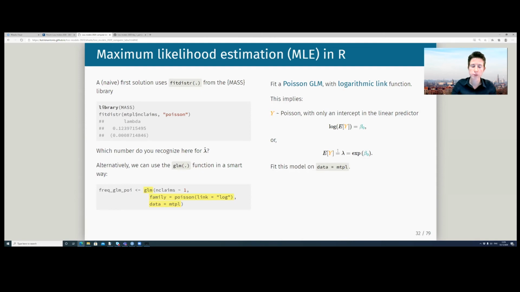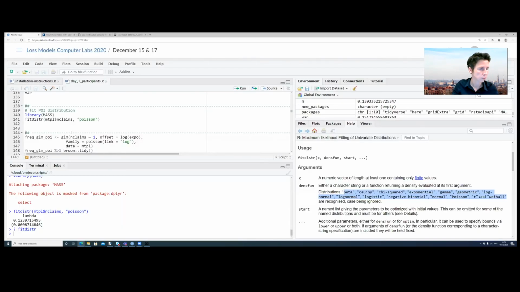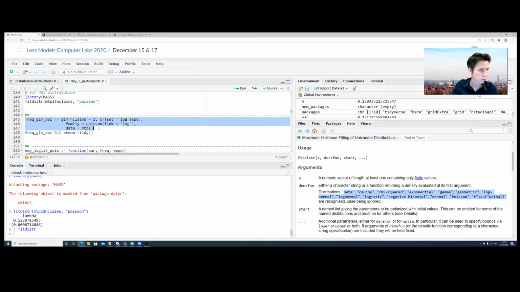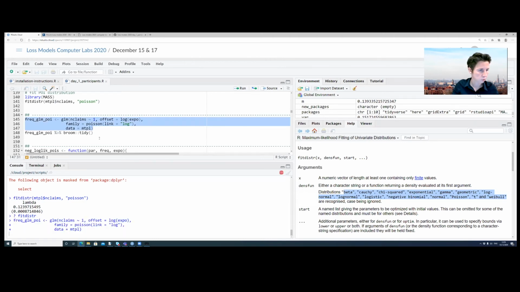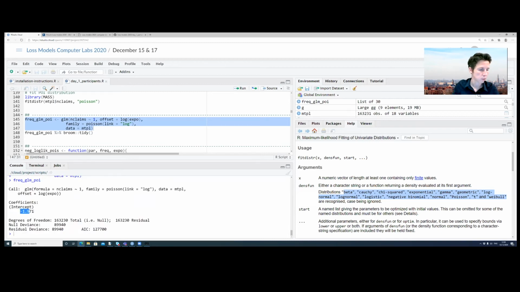So again, this ignores the exposure, but it allows me to verify that if I take the exponential of the fitted intercept, I should get the same lambda as what I have over here. So let's check how that works in R. So here is a first step. I can do this frec GLM Poisson. I could inspect the results by typing the name of the object. And then I see the intercept that is calibrated is about minus 1.971.